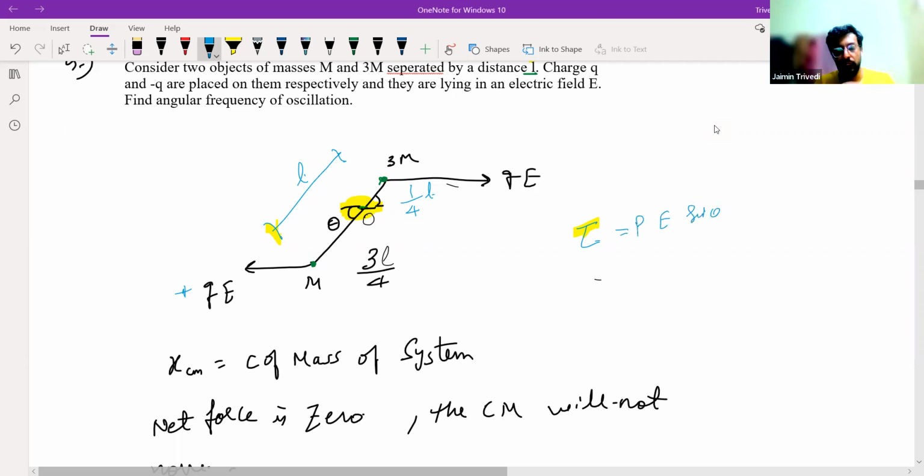PE sin theta. Now this also depends upon the angle. If the dipole and electric field are aligned, it will not have movement. If it is placed in an electric field at some angle, it will have some rotation. This dipole, P is your dipole moment, and E is your electric field. So tau equals PE sin theta.